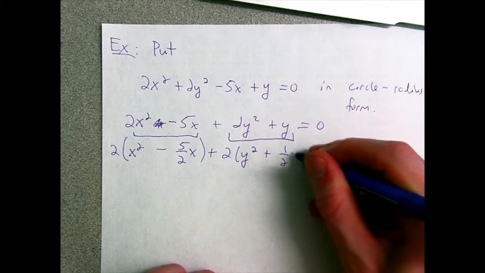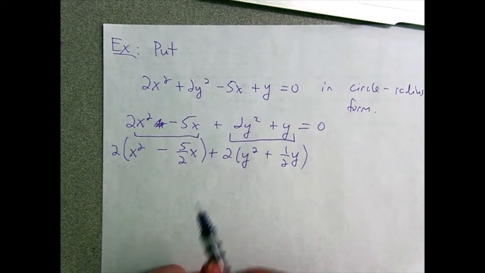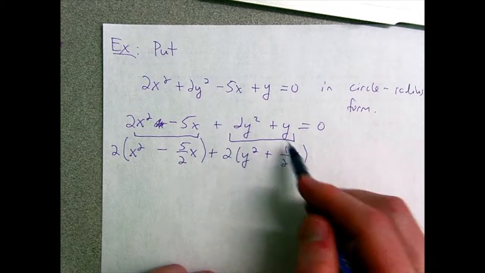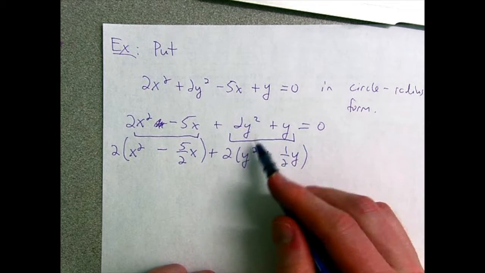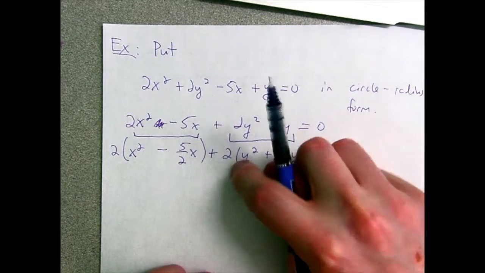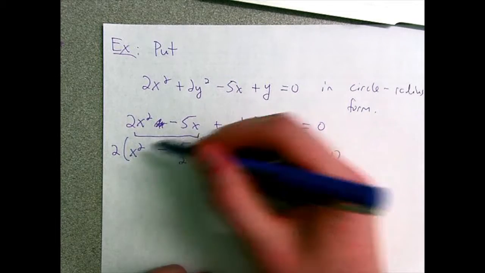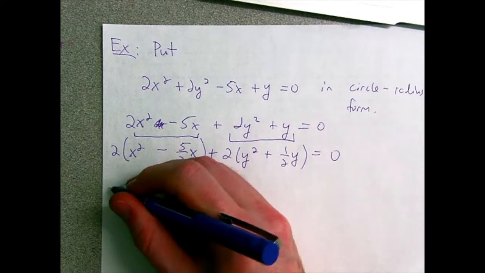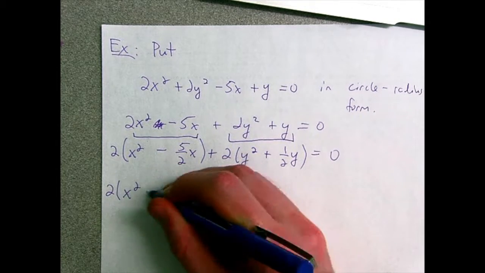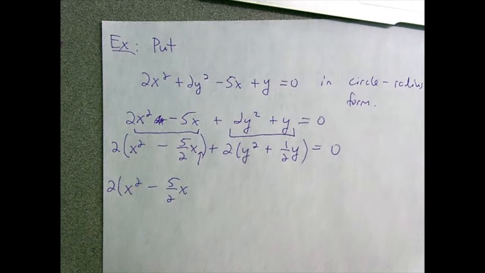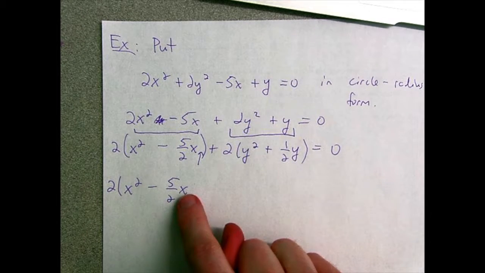If you don't believe me, just ask yourself, if you redistribute the 2 to these two terms, do you get back what you started with? Yeah, because 2 times 5 halves is just 5, right? Okay, so same thing over here. I'm going to pull the factor of 2 out of these two terms. So 2 quantity y squared plus 1/2 y. And again, if you don't believe me that that's what you get when you pull out a 2, just imagine redistributing the 2 and just notice that you get back where you started.